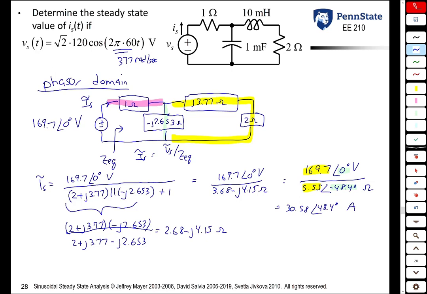We finally convert this back to the time domain to get i_s(t) is 30.58 cosine. And now we plug back in the frequency of operation, 2 pi times 60, or 377 t plus 48.4 degrees amps.